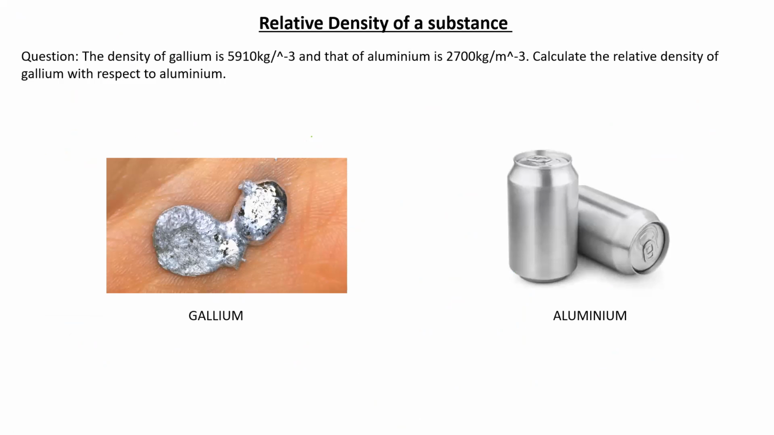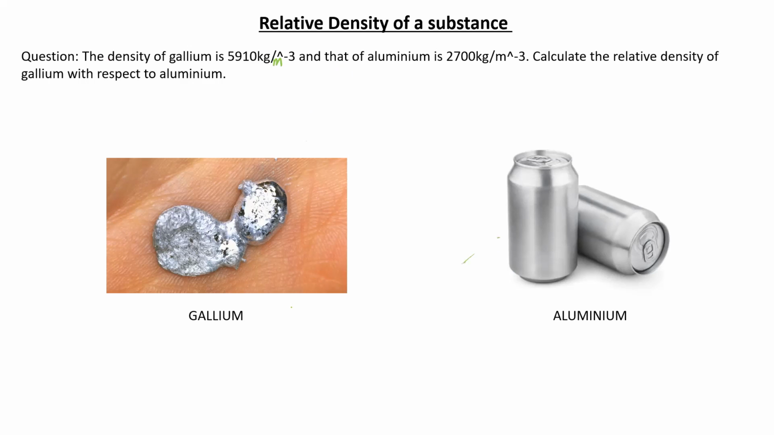Now, to determine the relative density of a substance, it's relatively simple. So for this simple example, it says the density of gallium is 5,910 kilogram per meter cube, and that of aluminum is 2,700 kilogram per meter cube. Calculate the relative density of gallium with respect to aluminum.